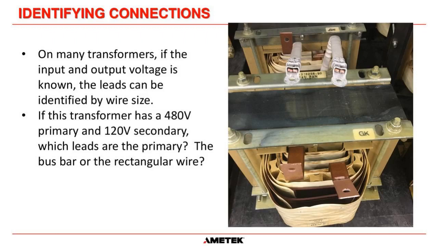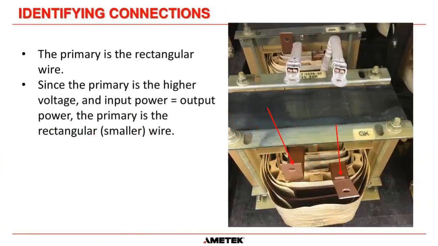The bus bar, is it the primary or is it the secondary? Well, the primary is the rectangular wire. Remember, power in a transformer roughly equals power out. So if we've got 480 volts on the primary, the wire is going to be smaller there, and the secondary has the larger wire size. That's the bus bar there. So even without documentation, we know the secondary here is the one with bus bar.